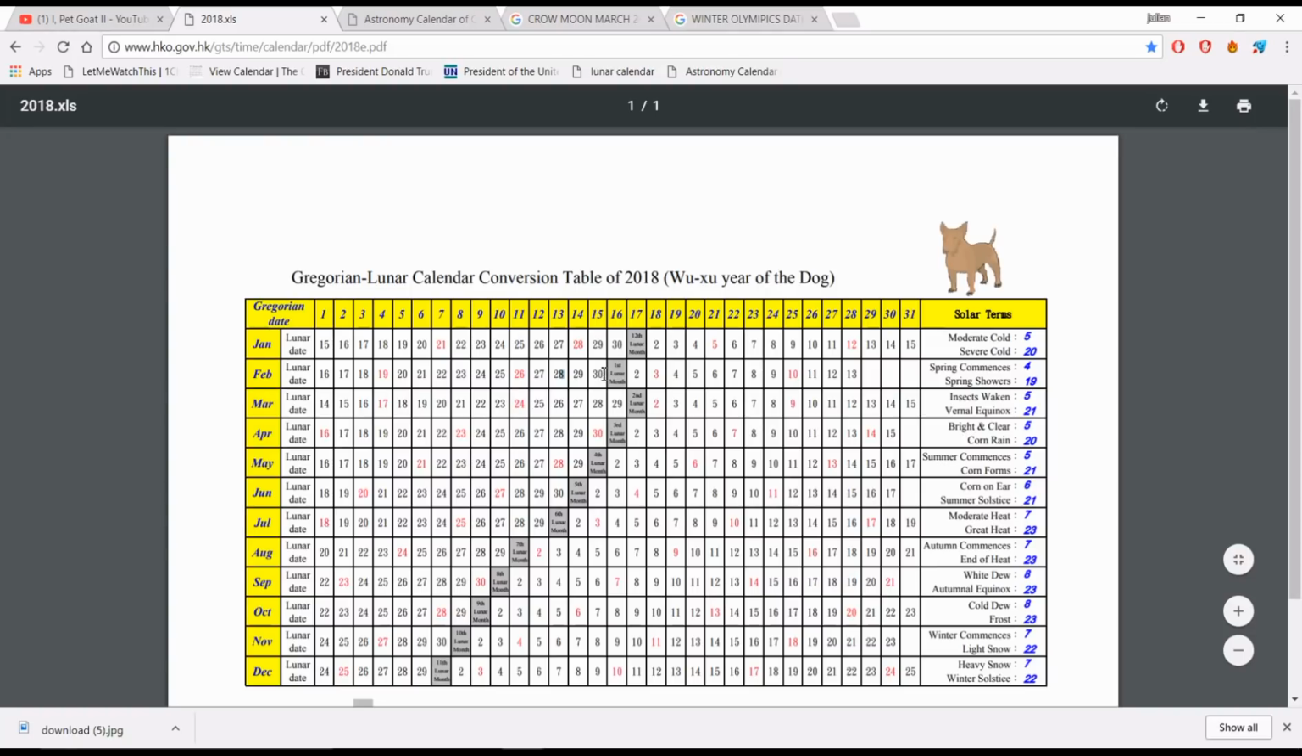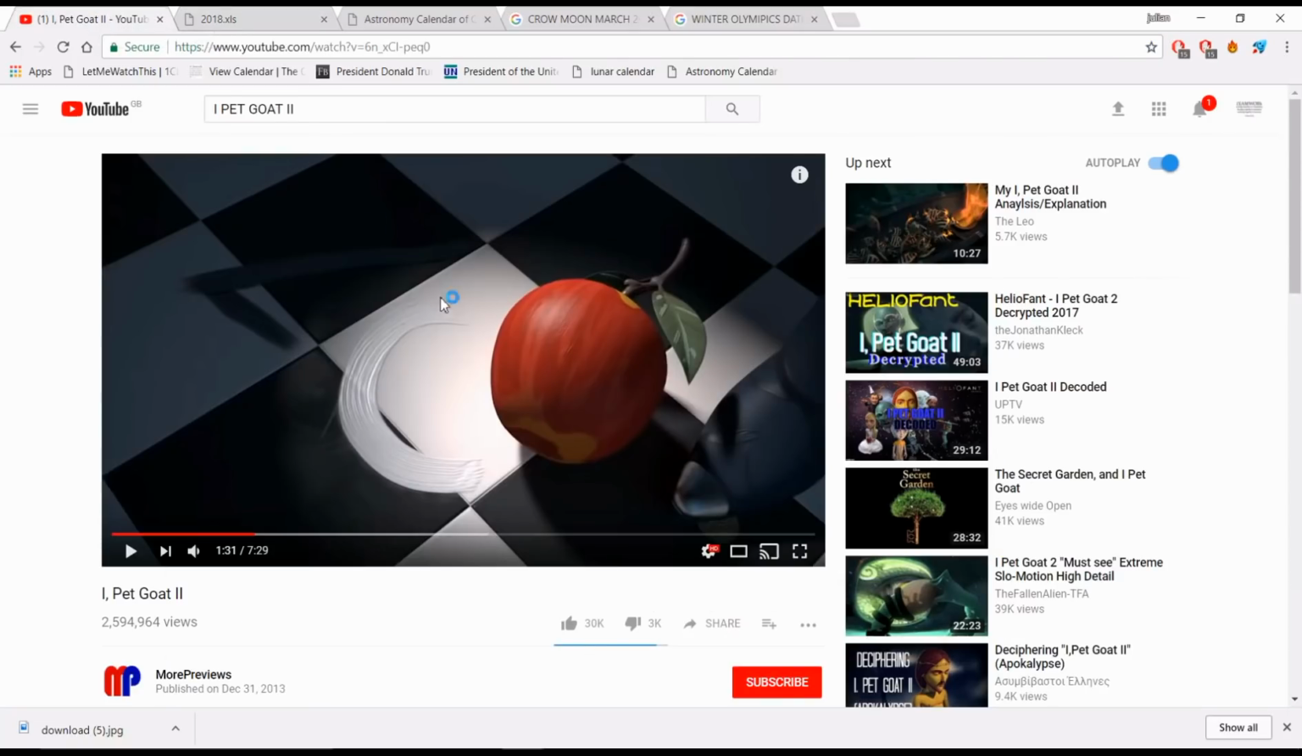0 has no value, so take that away. We're left with 15 and 3. And that appears to be what is depicted here also. So the last day of the 12th lunar month, 15-3.